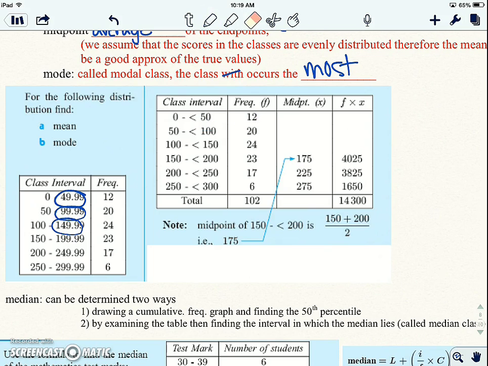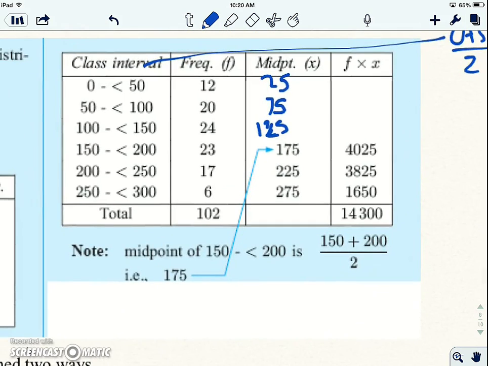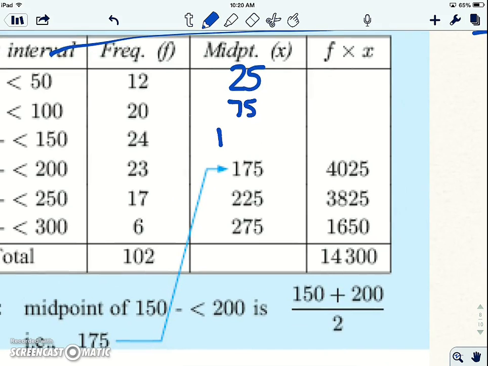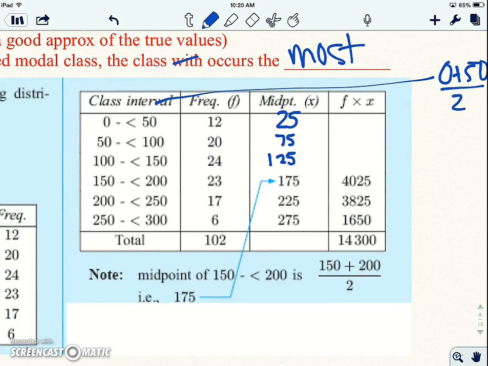So we want to find the midpoint. So the midpoint is just halfway between 0 and 50. Okay? So like I said, if you didn't know that that was 25, you would just add them up and divide by 2 and find out the midpoint is 25, which would make this 75 and this one 125. All we know is that there are 12 boxes between 0 up to but not including 50.